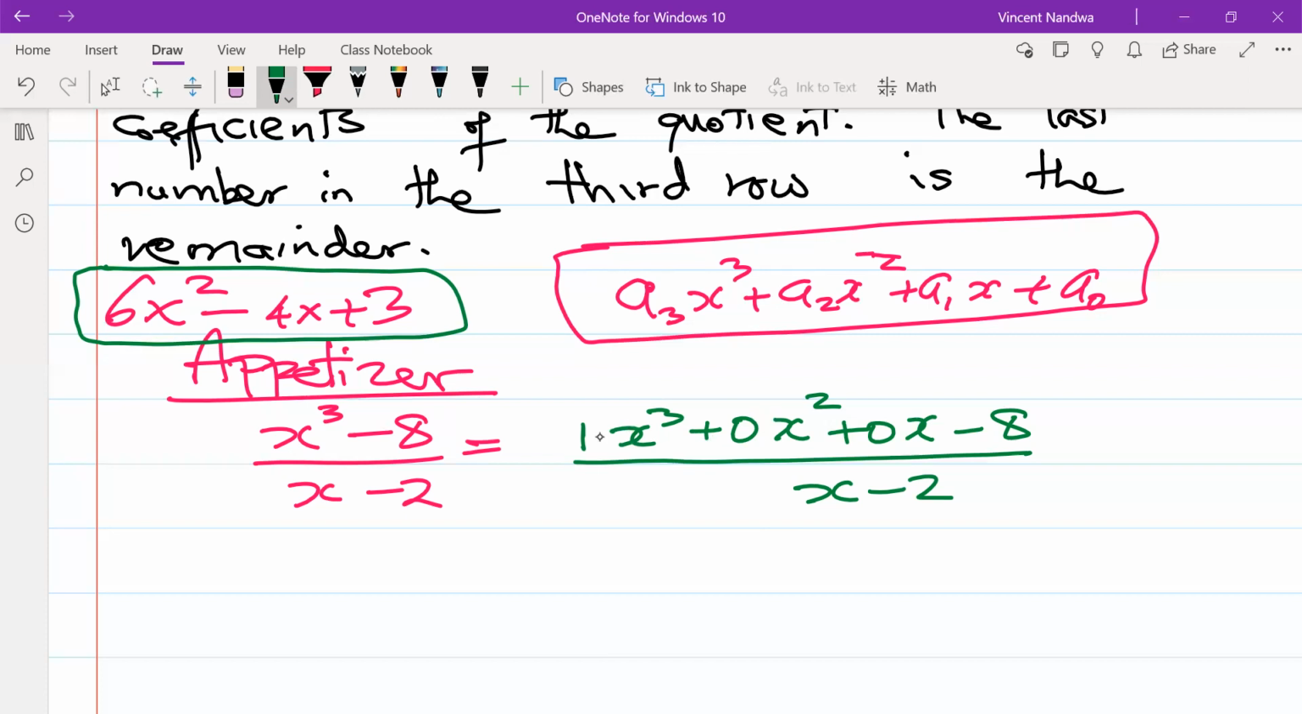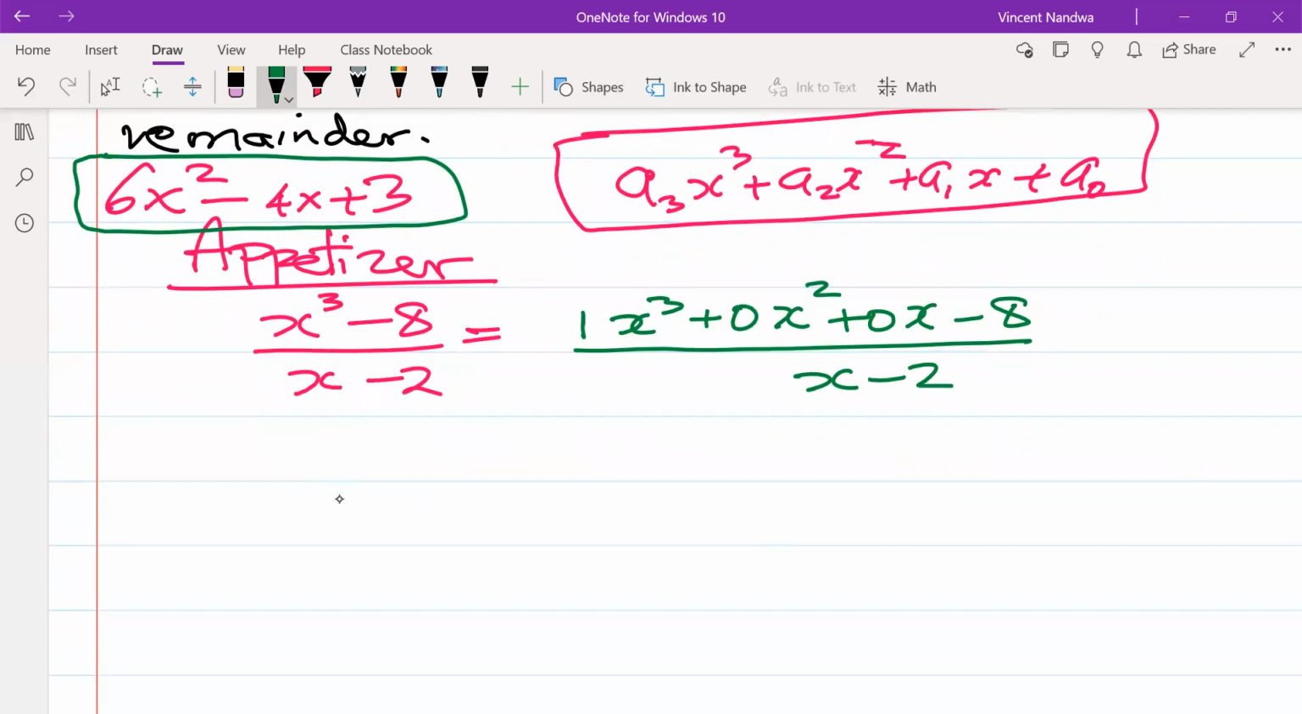You should be able to see that when you simplify this, it's still back to the original expression. Because 0x squared and 0x don't change the value of this polynomial. But we need to place them there so that it gives the general structure of a polynomial of degree 3 in x. Okay, and that's good. Fine.